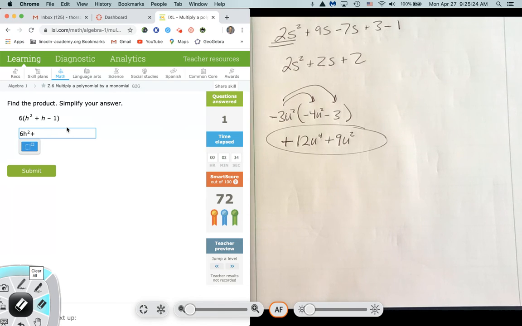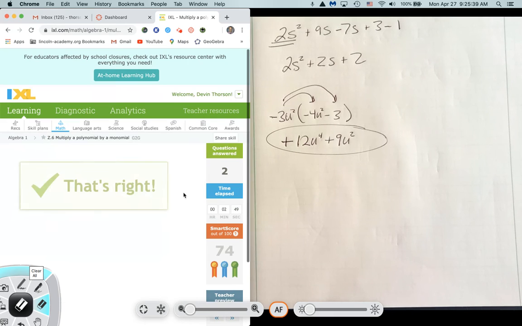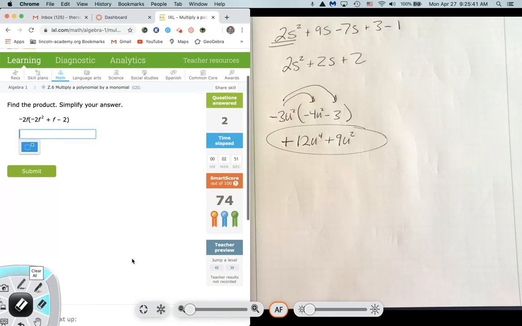if I can get the plus key, like I said, that's probably the hardest part. 6h, and I got that by multiplying this 6 times that h. And then a positive times a negative is minus, and 6 times 1 is 6. Submit. All right, here's a better one.